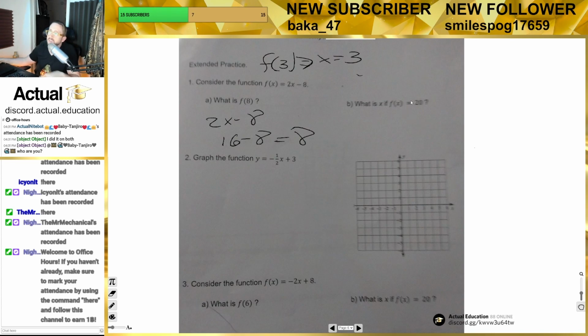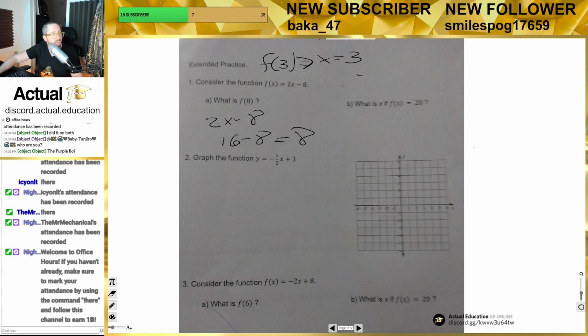Good, Grim. Okay. So now they're asking a new question here. They're saying, what is x if f of x is equal to 20? Okay? What's that asking? Let me go full screen on this. So think backwards on this one.